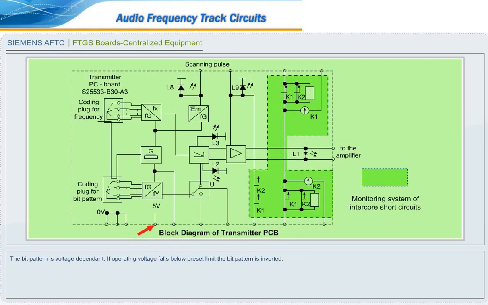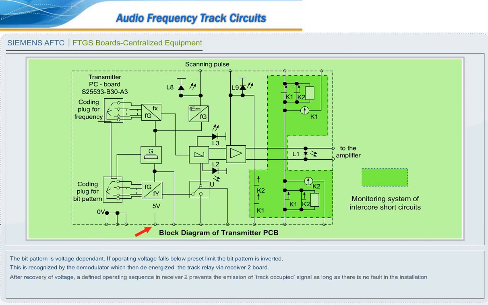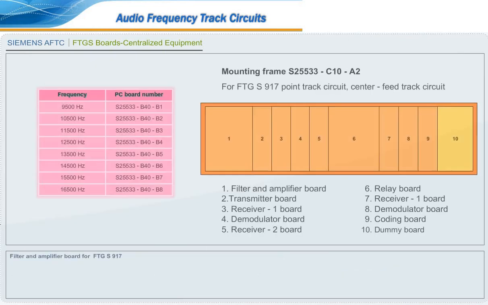The bit pattern is voltage dependent. If the operating voltage falls below the preset limit, the bit pattern is inverted. This is recognized by the demodulator, which then de-energizes the track relay via the receiver 2 board. After recovery of voltage, a defined operating sequence in receiver 2 prevents the emission of the track occupied signal as long as there is no fault in the installation.